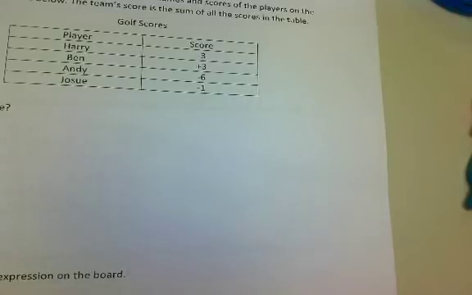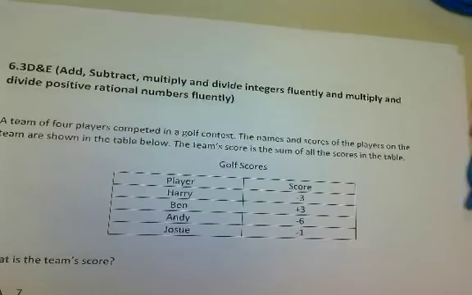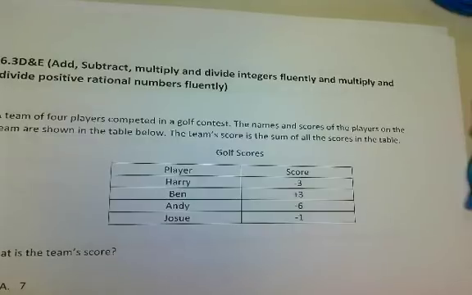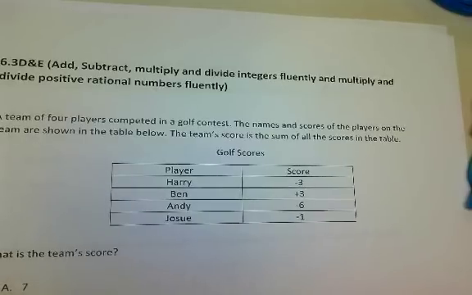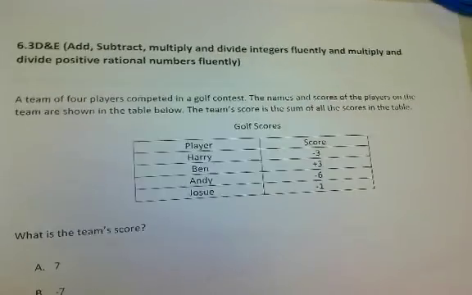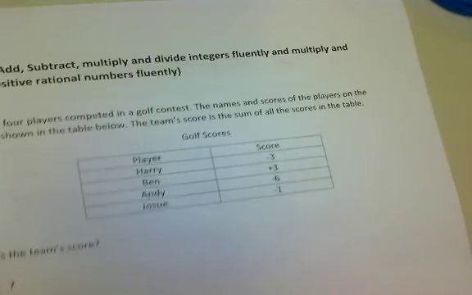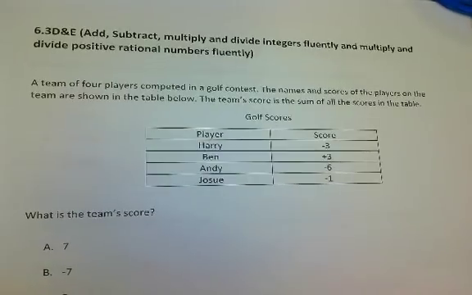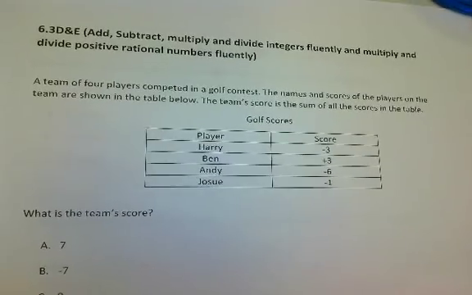Okay guys, today we are going to be working on 6.3D and E, which is adding, subtracting, multiplying, dividing integers fluently, and multiplying, dividing positive rational numbers fluently. I have a couple of examples, so you should have this worksheet that has maybe 4 or 5 problems on it, and we're going to go over these STAAR-like problems to get you prepared for the STAAR.